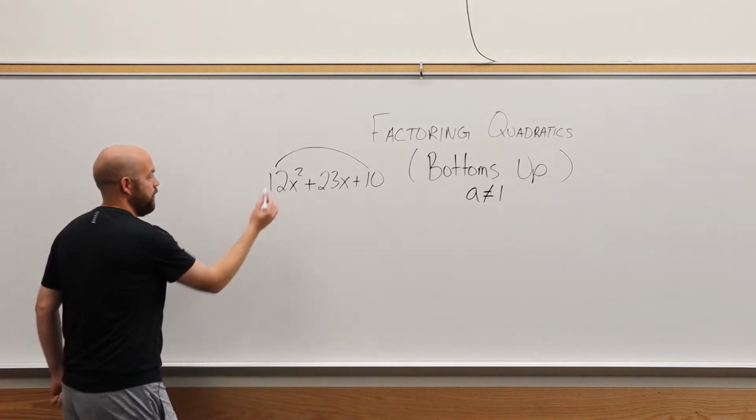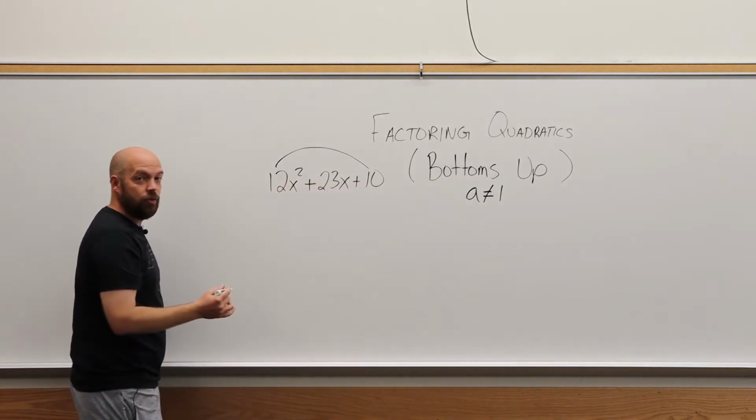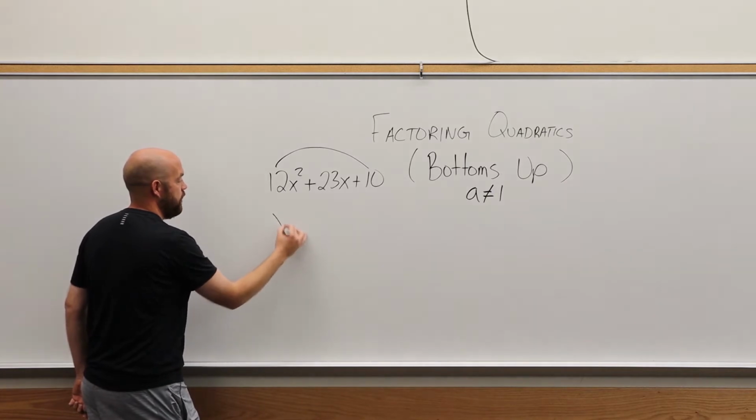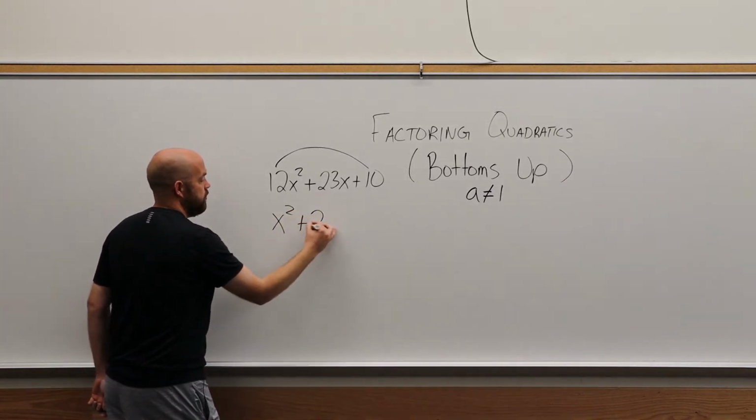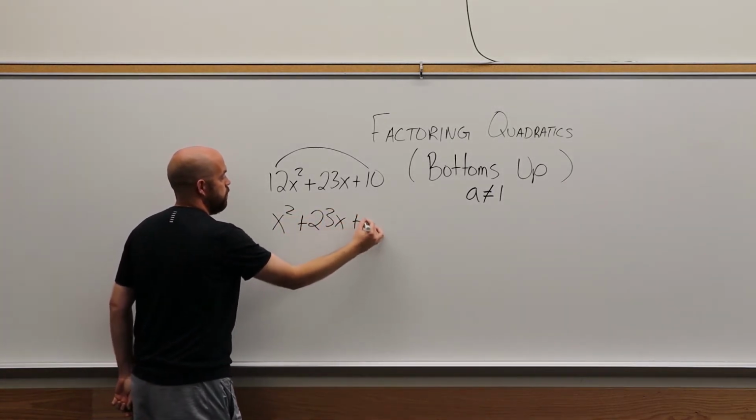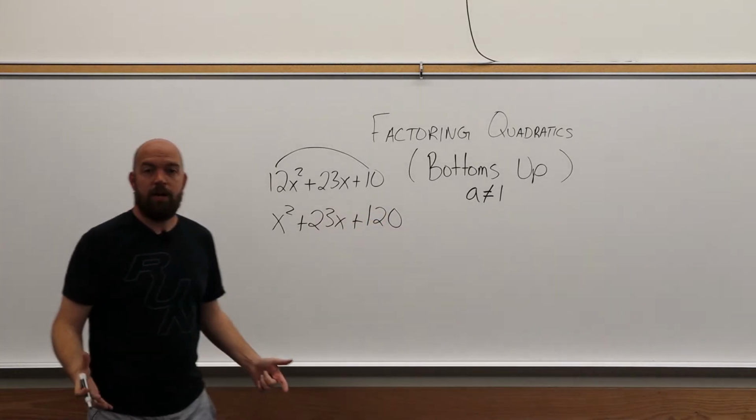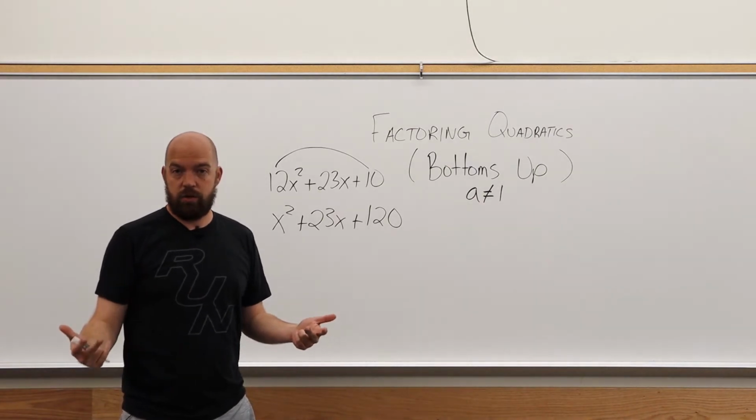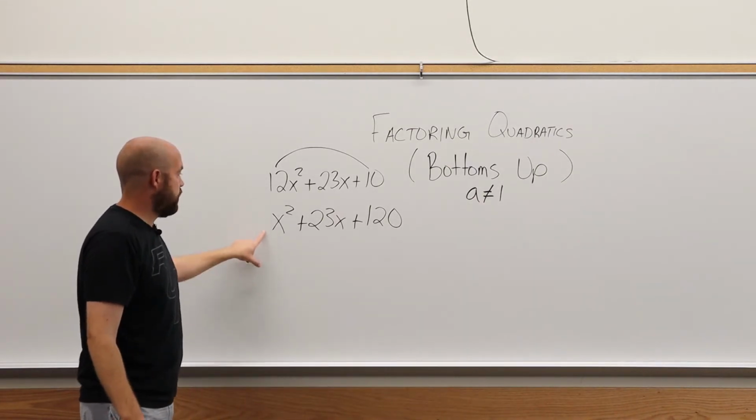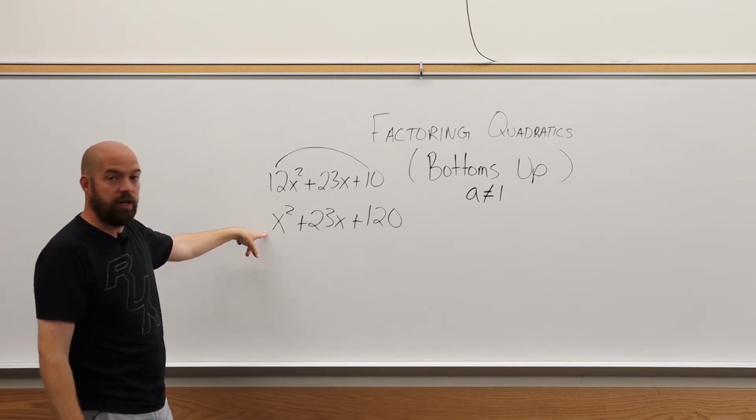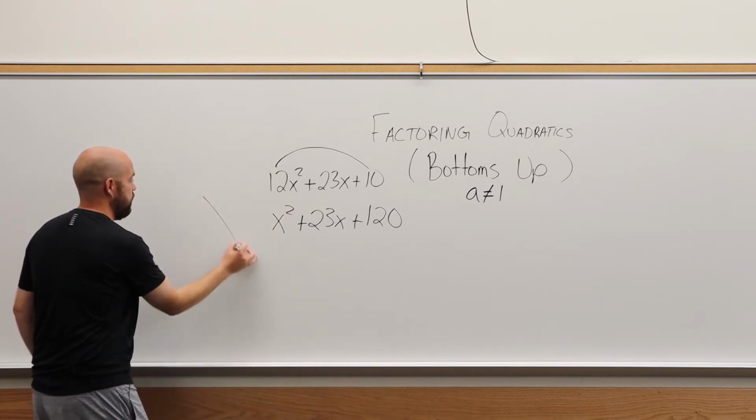So right off the bat, we're going to take the 12, multiply it to the 10. Take the a, multiply it to the c term. So that would give me x squared plus 23x plus 120. Okay. Now I can go use the x factor shortcut. This number in front of the x squared is a 1, and anytime it's a 1, we can just use the x factor shortcut. So let's do that really quick.